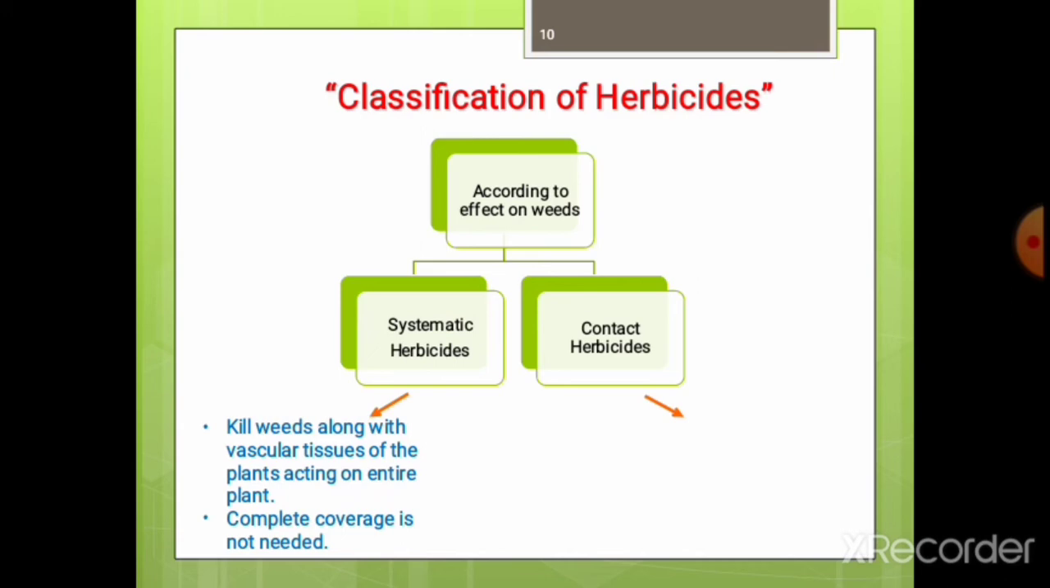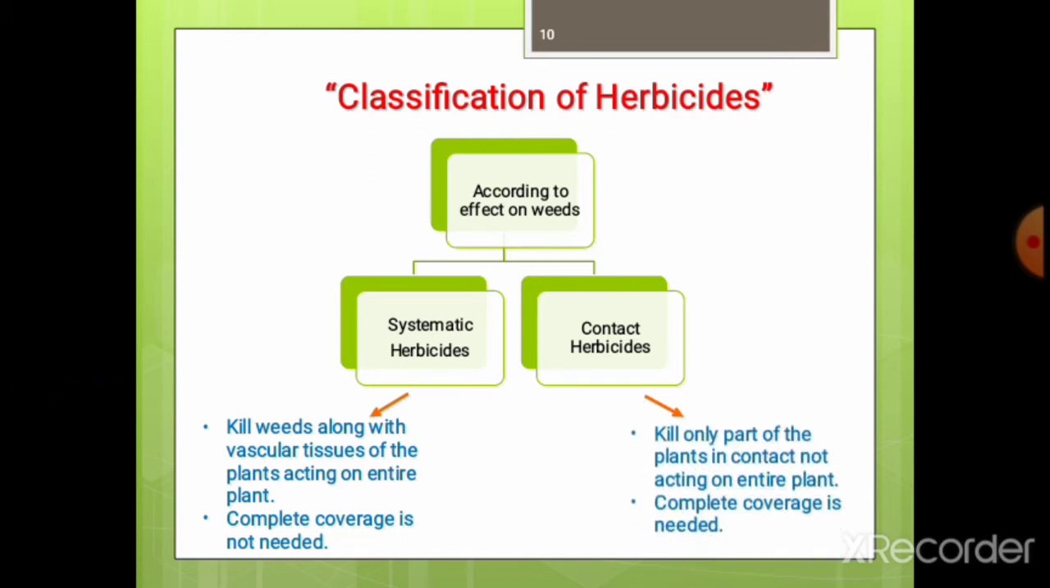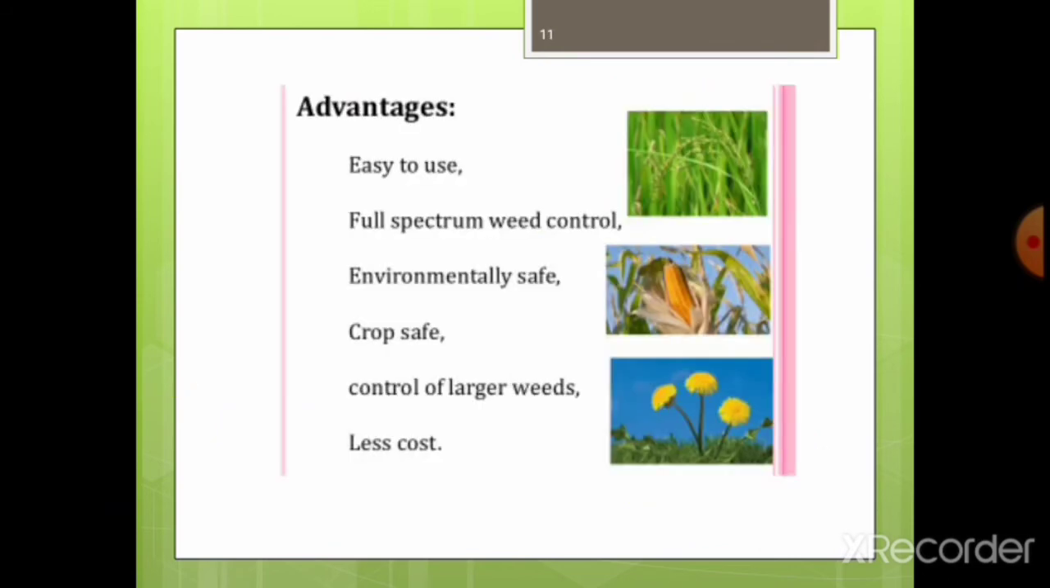But in the type of contact herbicide, these herbicides kill only the part of the plant which is in contact with the chemical agent, and it does not act on the entire plant. Means for this, a complete spray is needed for killing the herbs, that is called complete coverage is needed. This is according to their effect on weed.